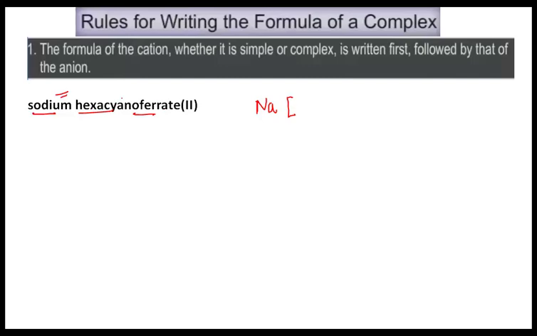Hexacyanoferrate, now this is the complex. First we take up the central metal atom, that is Fe; ferrate stands for Fe. Cyano means CN, and then how many times? Hexa stands for 6. So the coordination number will be 6, but still its oxidation state is 2.